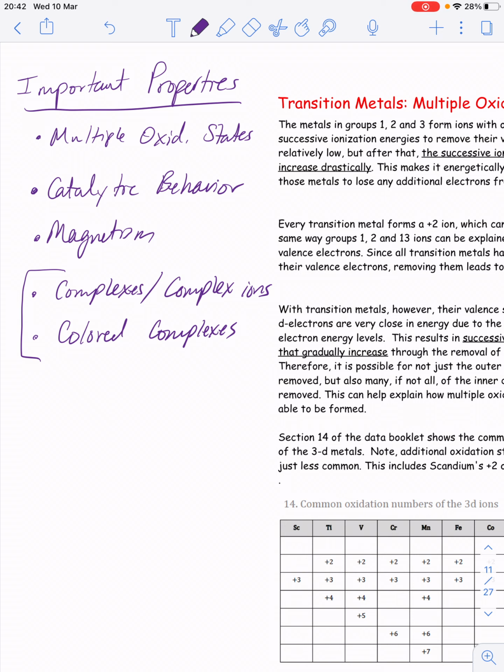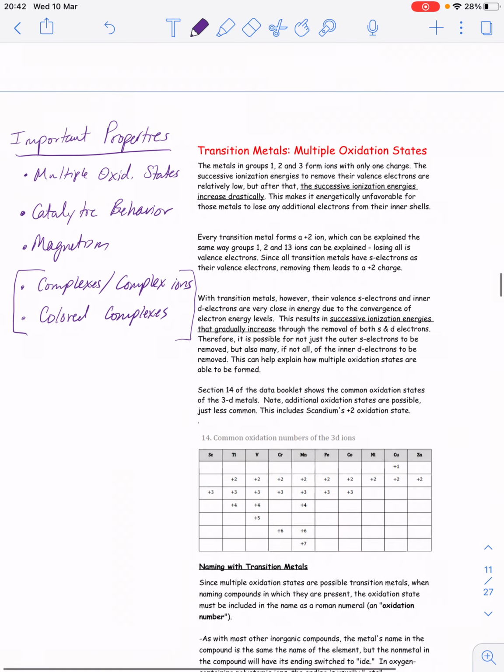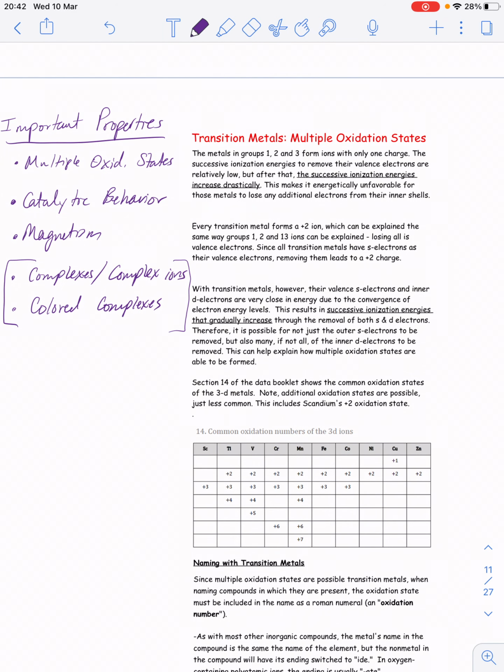They also show different properties of magnetism, and they form complexes or complex ions that usually have very distinct, beautiful colors. Now, we're not going to talk about the complexes in this video because that is the most complicated part of their properties, explaining how they bond and how they form these colors. That takes its own video or two to get through. So for now, we're just going to talk about the first three of these properties, which are a little bit more basic.